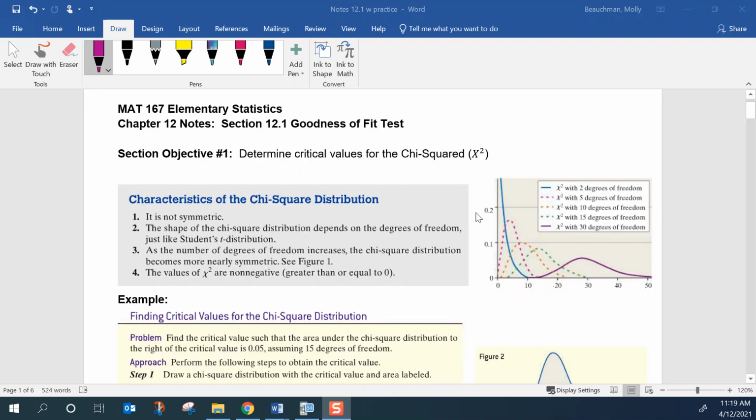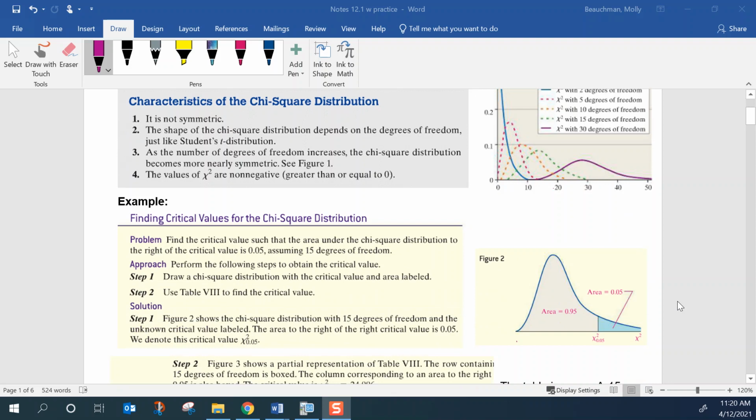The characteristics of the chi-squared distribution: it is not symmetric. The shape depends on the degrees of freedom, just like Student's t. As the number of degrees of freedom increases, the chi-squared distribution becomes more nearly symmetric. And the values of chi-squared are not negative. On the right are some examples of what a chi-squared distribution looks like with different degrees of freedom. And remember, for Student's t, degrees of freedom was sample size minus 1. It'll be something similar for chi-squared. The area underneath the probability distribution, though, is still 1.